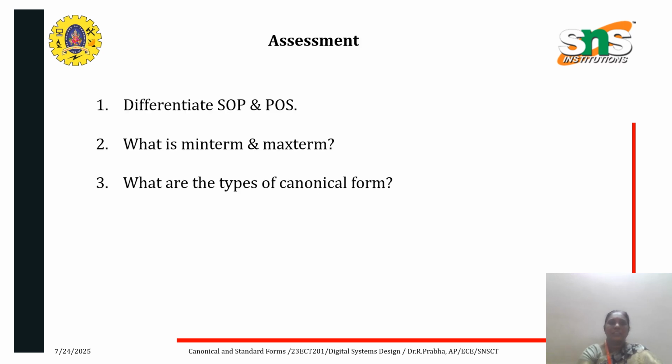And the next is the assessment. We have seen sum of product term and product of sums. Sum of product is sum of minterms, and product of sums is product of maxterms. Minterm we have seen is a multiplication term. Maxterm is the addition term. And the types of canonical form we see are canonical SOP and canonical POS.